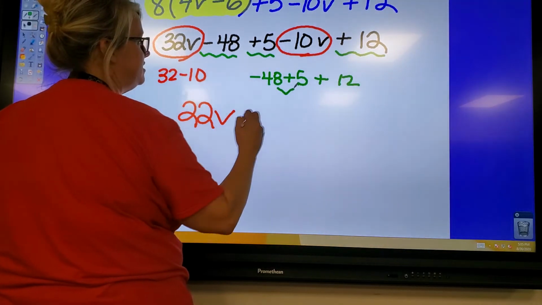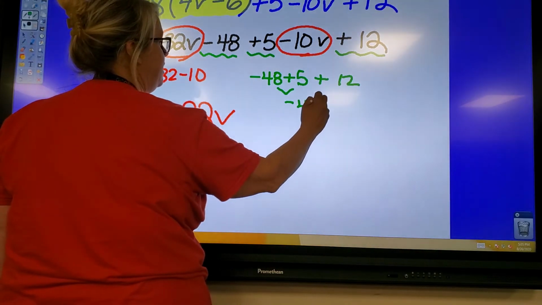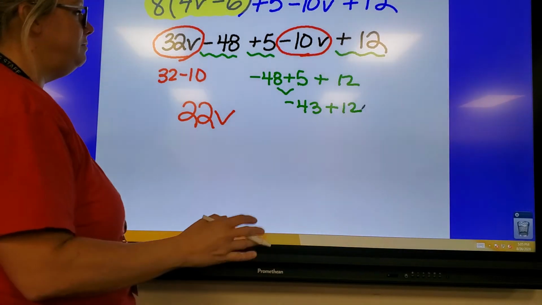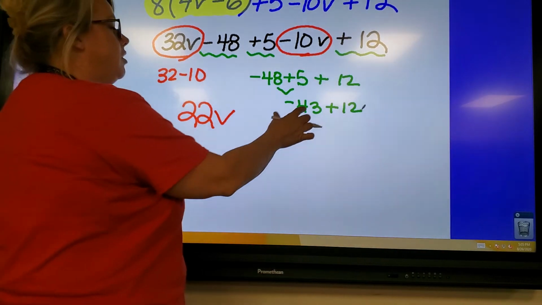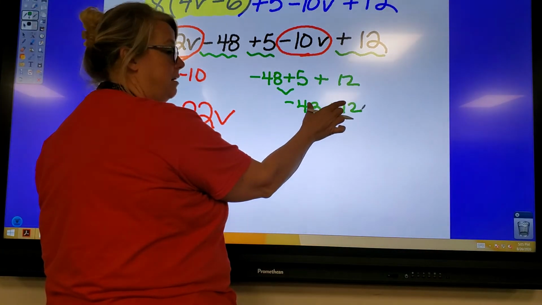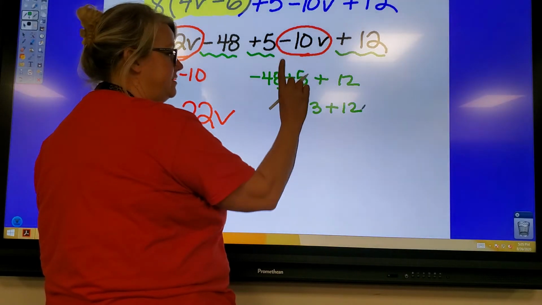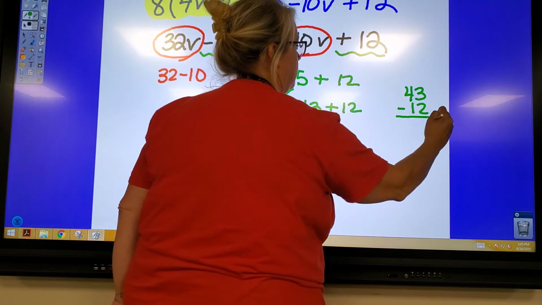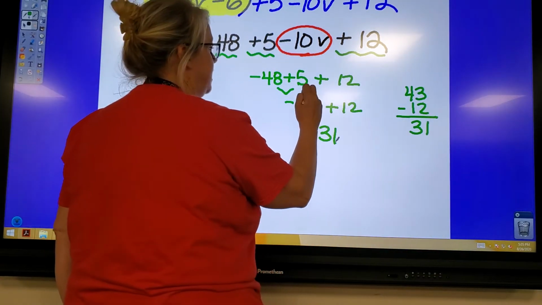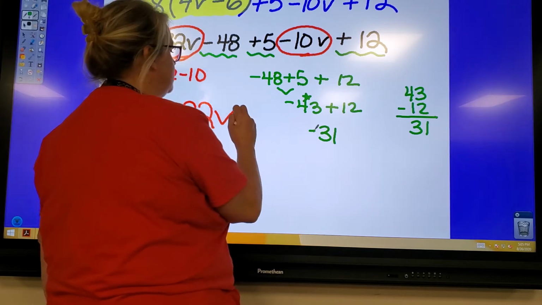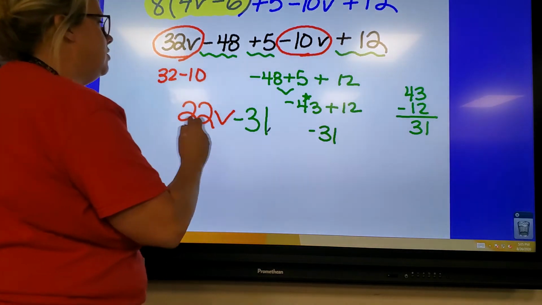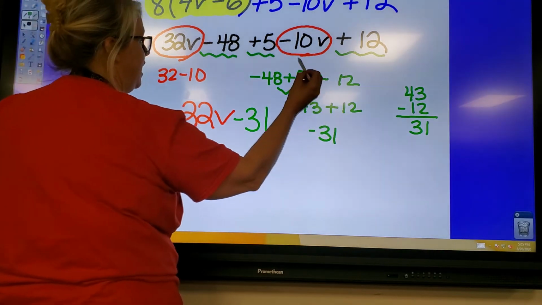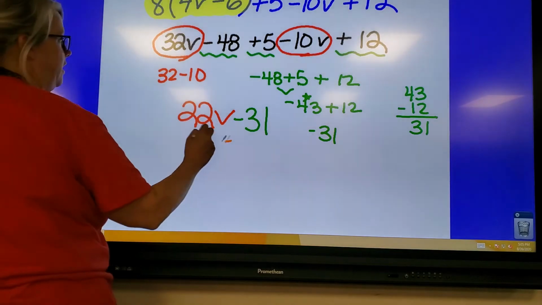So negative 48 plus 5, that's going to give me negative 43. And then negative 43 plus 12. That's going to be a harder problem to just do mentally. I'm not saying that you can't. But remember our rules for these. If we're adding integers with different signs, subtract. Take the sign with the higher number, then we'll be exact. So a negative 31 would be the correct way to solve negative 48 plus 5 plus 12. There it is.